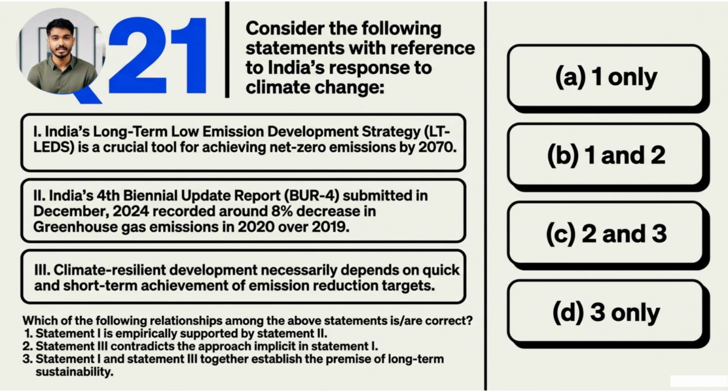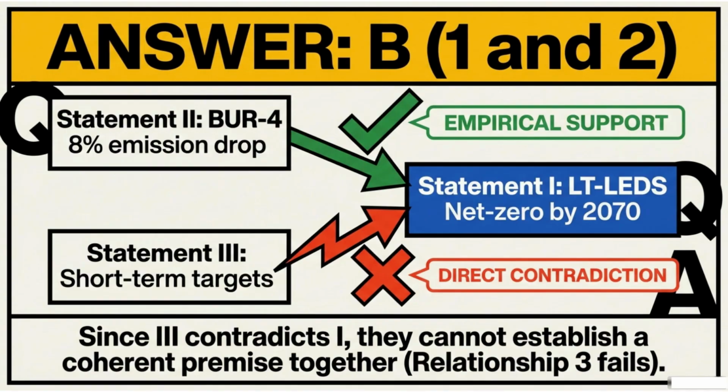Which of the following relationships among the above statements is or are correct? Statement 1 is empirically supported by Statement 2. Statement 3 contradicts the approach implicit in Statement 1. Statement 1 and Statement 3 together establish the premise of long-term sustainability. Answer is option B, 1 and 2.